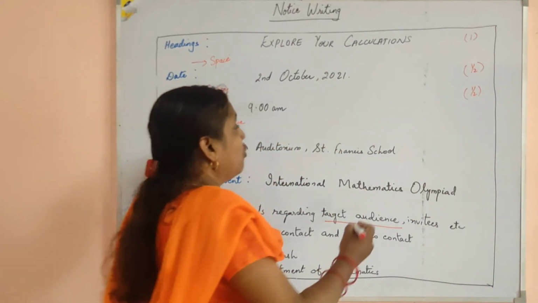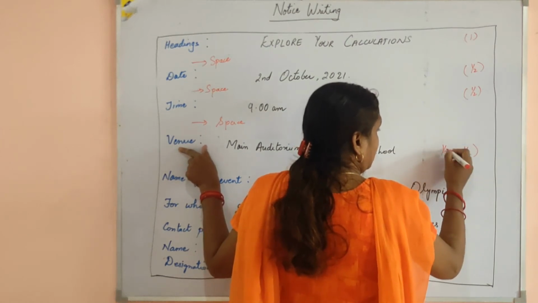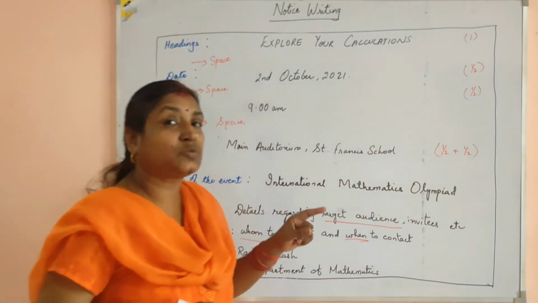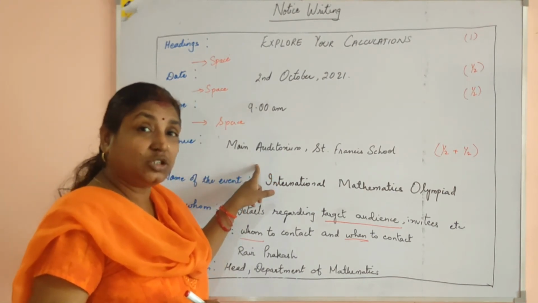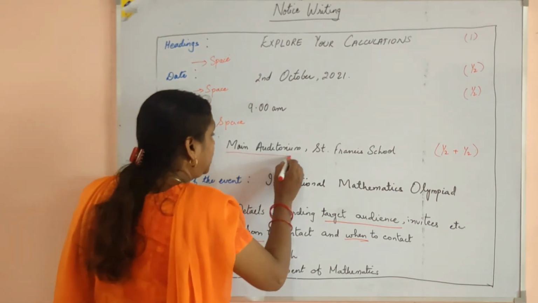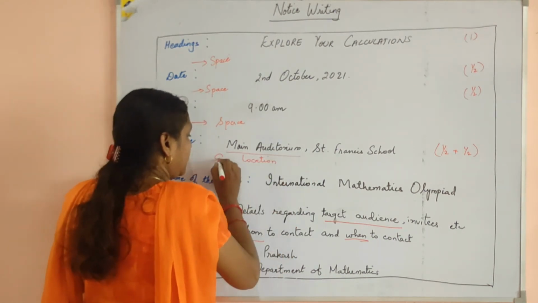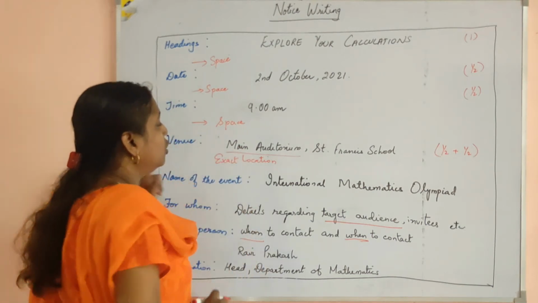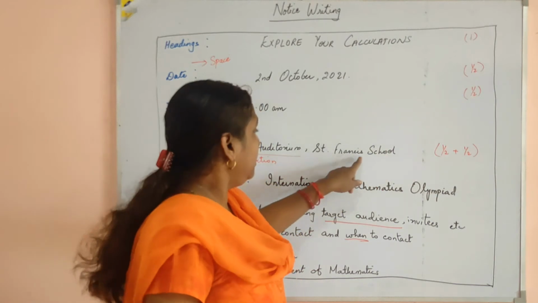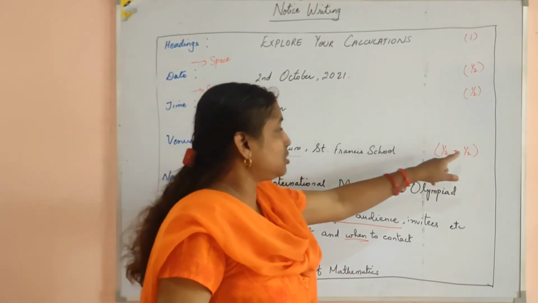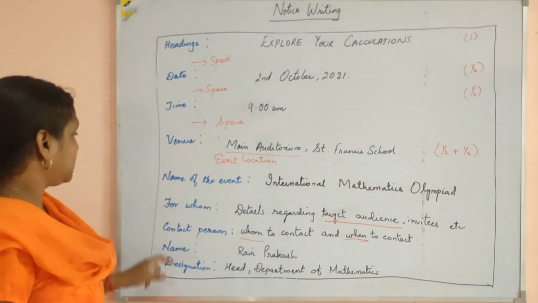Then venue carries marks in 2 steps. You won't say it carries 1 mark, because you have to mention the exact location. If you mention the exact location, then only you will get marks for this step. So exact location once you mention, you will get half marks, and then name the institute or the organization, you get the other half marks. Now it comes up to 3 marks.